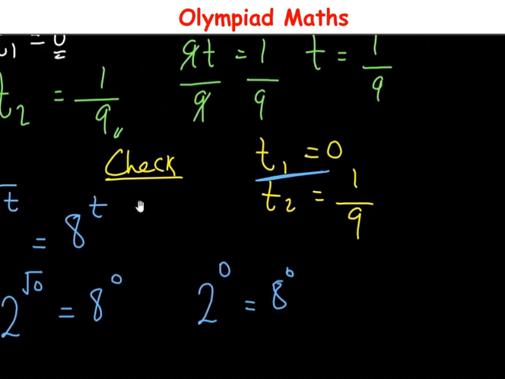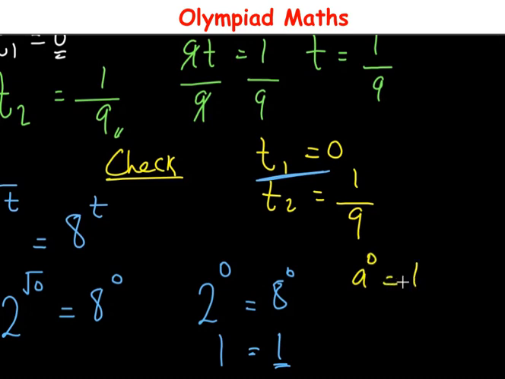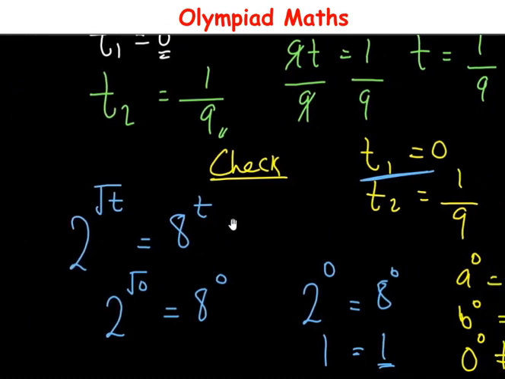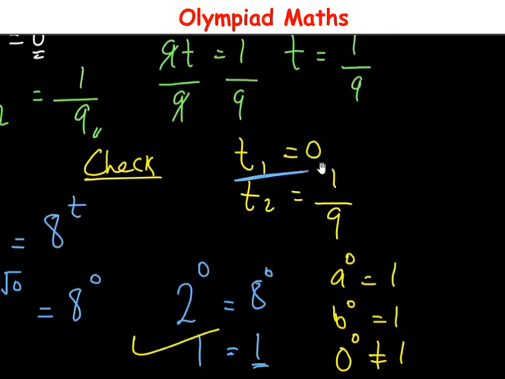Now from here, if you have 2 raised to power 0, this will give you 1. If you have 8 raised to power 0, this will also give you 1. So in fact, if you have a raised to power 0, this equals 1. If you have b raised to power 0, this equals 1. But if you have 0 raised to power 0, this is not equal to 1. But in this case right now, you can see that 1 is equal to 1. So this means that this is correct since they're the same, and the value of t1, which equals 0, is the correct solution for the value of t. So we have confirmed t1 equals 0.